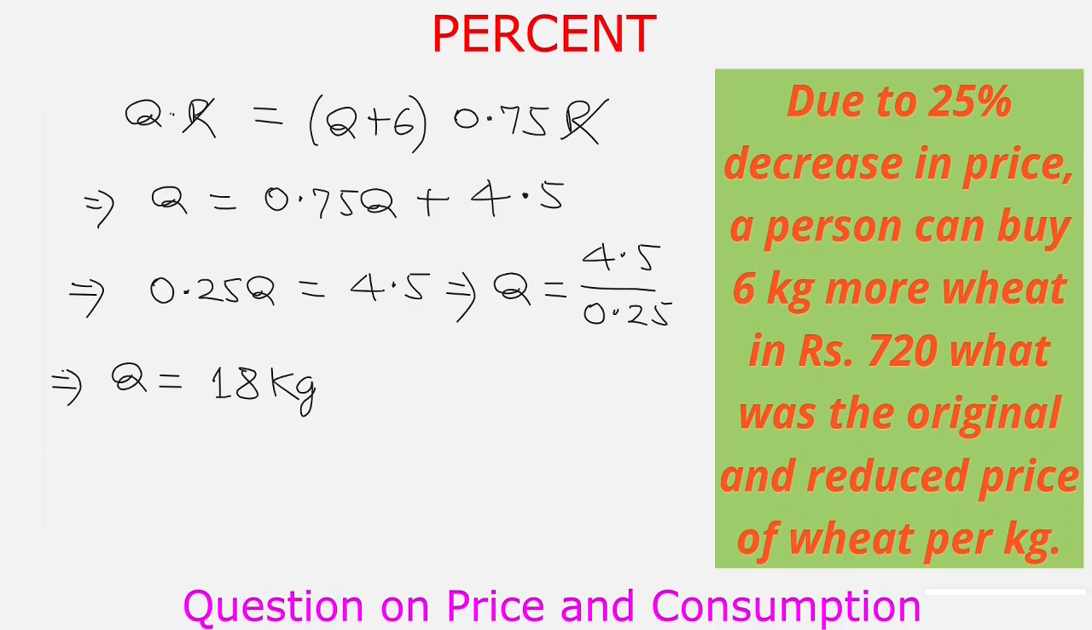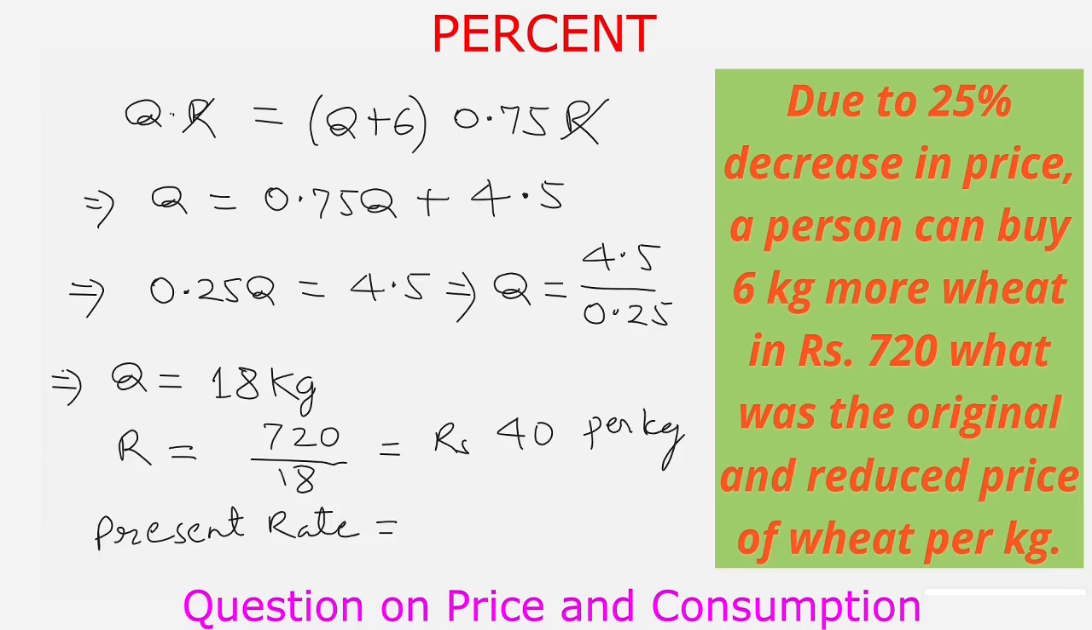That is, 4.5 over 0.25 can be written as 450 upon 25, and 450 when divided by 25 gives 18. Therefore, earlier rate R equals 720 divided by 18, which is rupees 40 per kg. And the present rate is 25% less than rupees 40. 25% of 40 is rupees 10. So 40 minus 10 equals rupees 30.